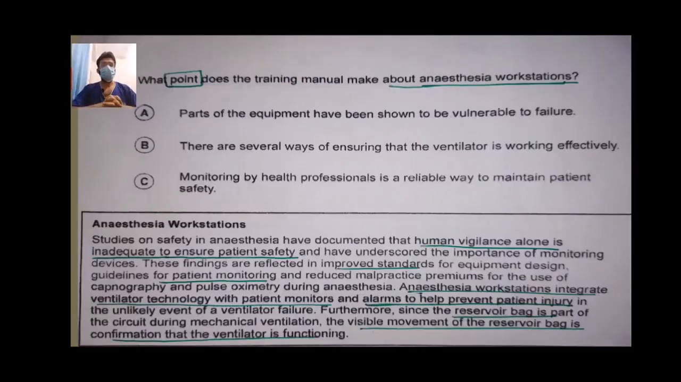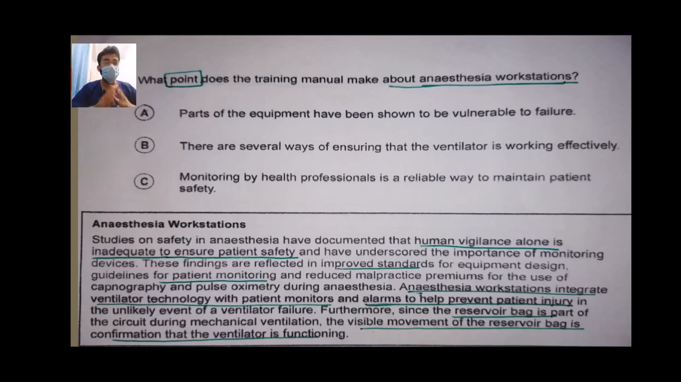Okay guys, let's discuss example number 4. Let's read the question. What point does the training manual make about the anesthesia workstation? So in this text we have to search for the point about the anesthesia workstation. So let's read the paragraph. Studies on safety in anesthesia have documented that human vigilance alone is inadequate to ensure the patient's safety, and have underscored the importance of monitoring devices. These findings are reflected in improved standards for equipment design, guidelines for patient monitoring, and reduced malpractice premiums for the use of capnography and pulse oximetry during anesthesia.